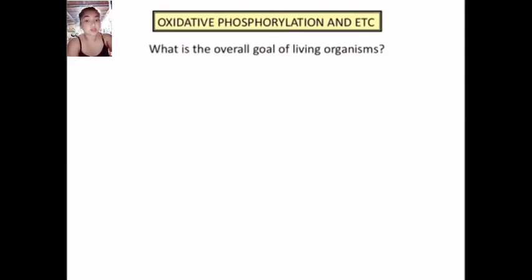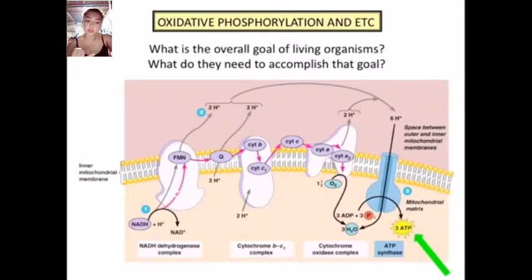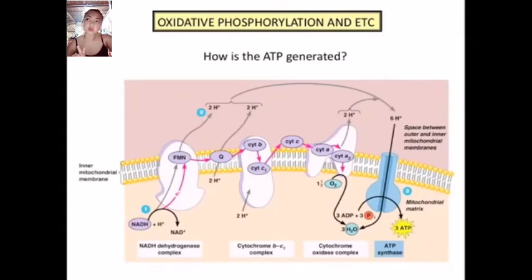The overall goal of living organisms is to stay alive long enough to reproduce and pass on their genes. In order to stay alive, they need energy, which we already discussed comes from ATP. The ATP is generated as hydrogen ions move through ATP synthase, the enzyme that catalyzes the reaction that phosphorylates ADP.